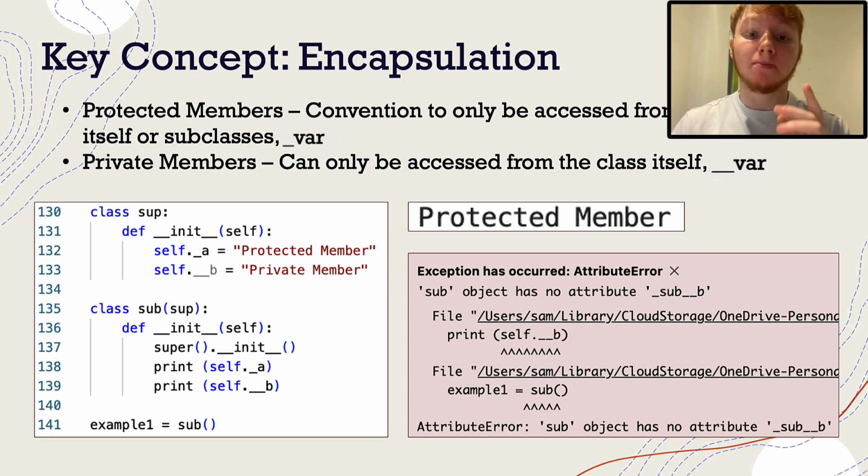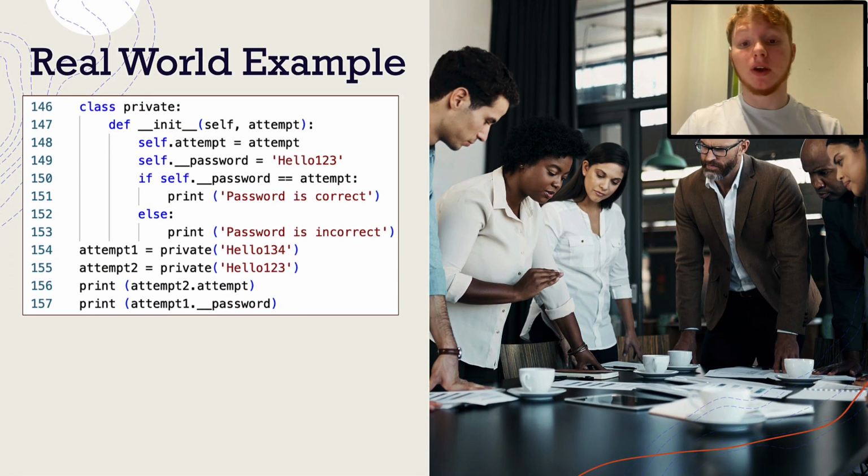Let me show you my example of a real-world use. Obviously this isn't the strongest code for encryption, but hopefully this can give you an idea for uses of the private members. From this code, I've created a class that will take an input for an attempt at a password. We have the attribute for what the password is, and it is a private member set to hello123. We can use the private member since we are inside the class itself and use it to test if the attempt is the same as the password. It will print if it is or not.